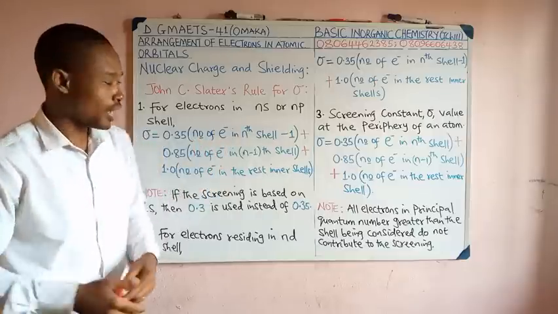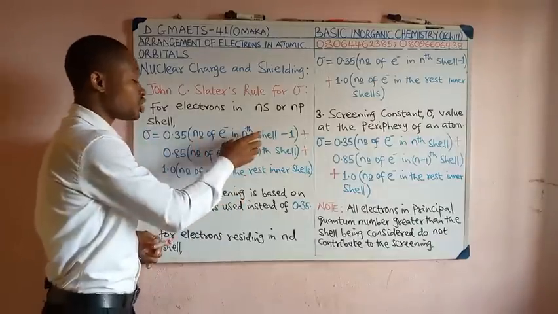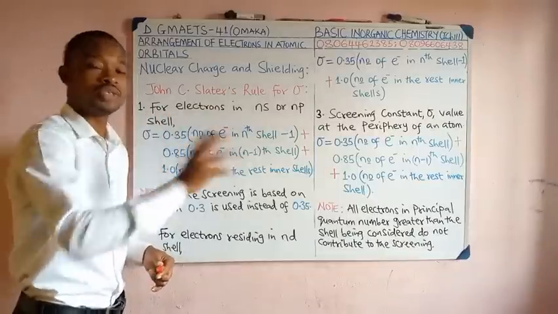Is that not so? Alright. It simply means that the electron in that n shell contributes 0.35 to the screening.